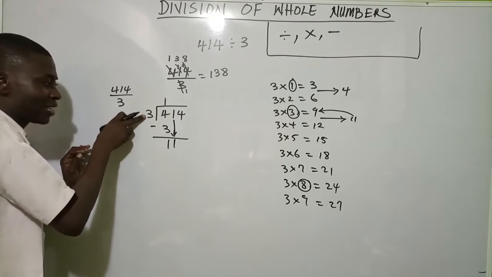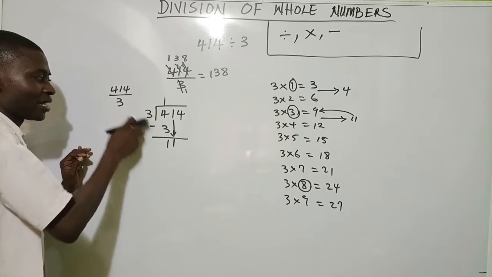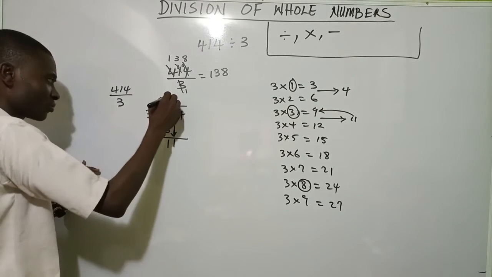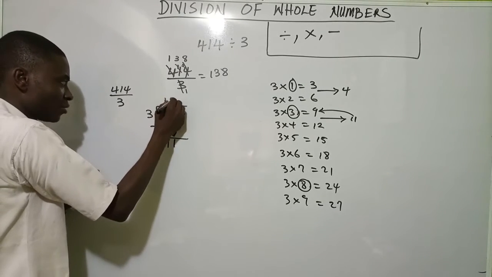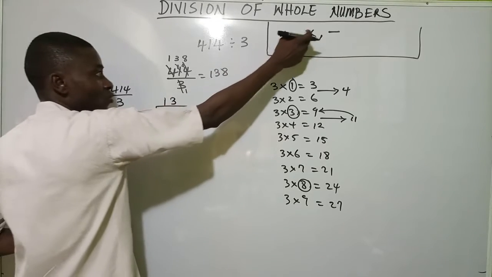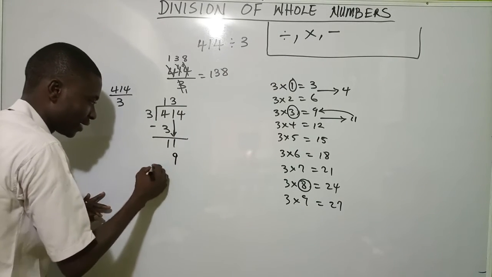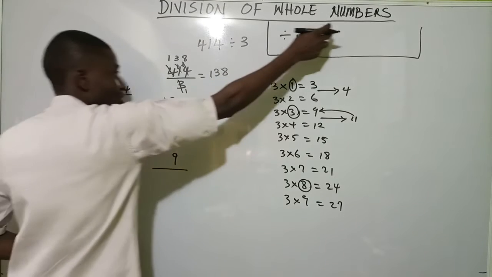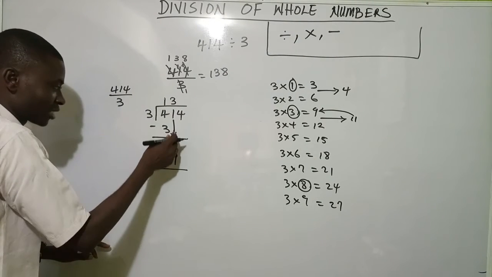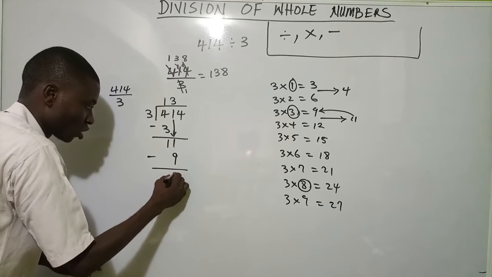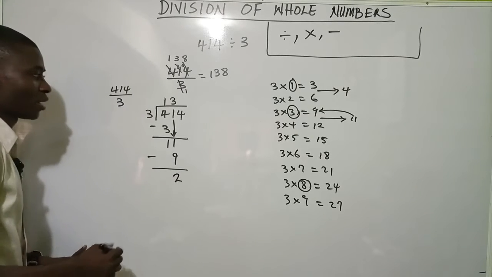So we're going to say 3 in 11. That means how many 3 do I have in 11? That is 3. Write the 3 here. Again, we multiply. 3 times 3 is 9. So what is the next step? Subtract. So we subtract now. 11 minus 9 gives us 2.